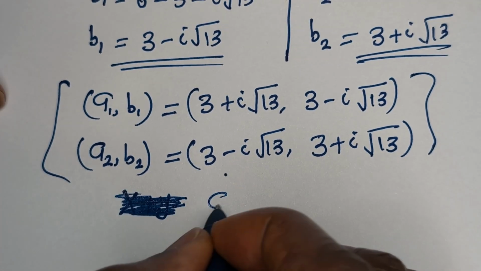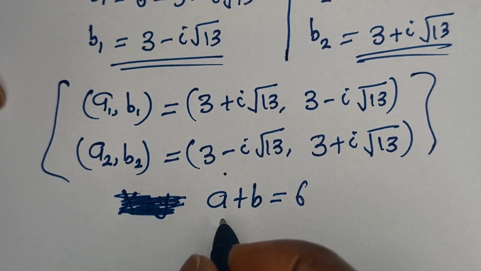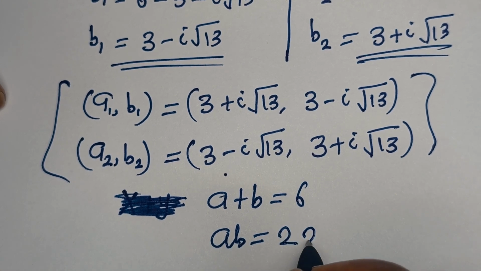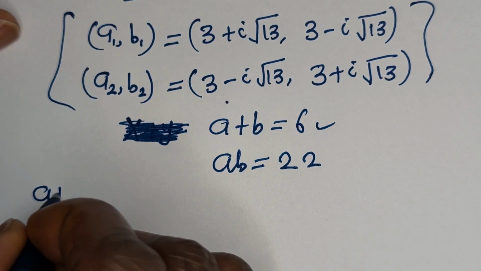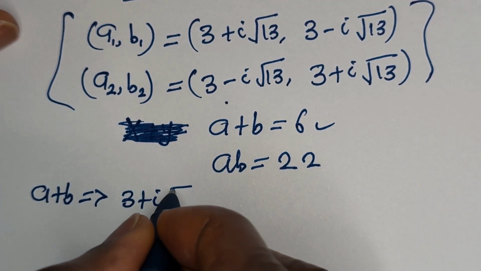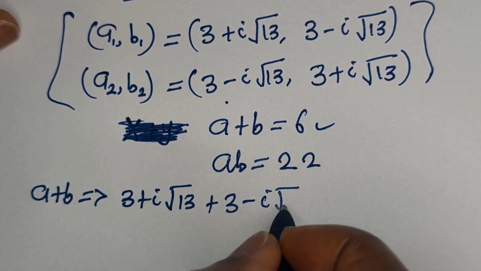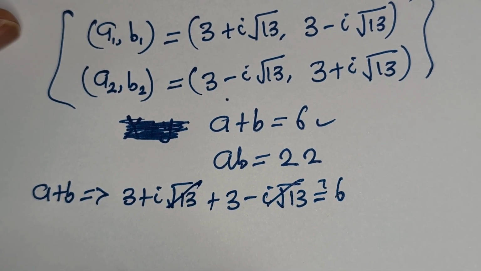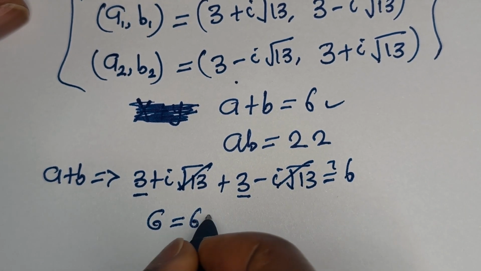Let's check. To check, a plus b is equal to 6, then ab is equal to 22. Let's consider a plus b. This is 3 plus i root 13 plus 3 minus i root 13, must be equal to 6. The i root 13 terms cancel, then we have 3 plus 3. This is 6 is equal to 6, which is true.